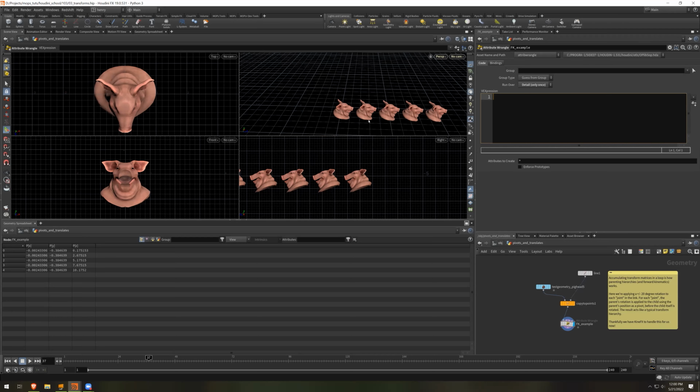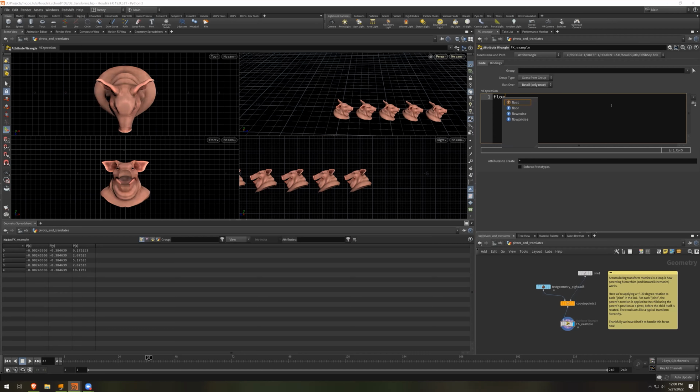But I'm going to treat it as if this is a joint chain where this pig head all the way on the left is the root. And then each one of those is parented to the one before it. And they're all going to get rotated by about 5 degrees. So what we should end up with is sort of like a bendy line. Like if you can imagine selecting all the joints in a chain and rotating them all at the same time, they'll start curling up. And that's what we're going to do here.